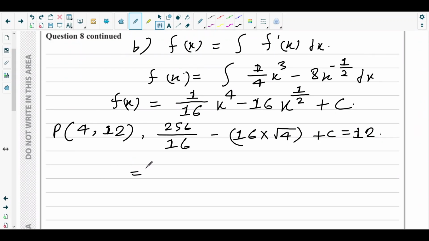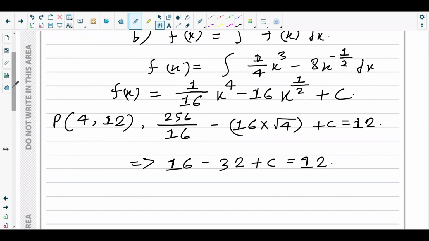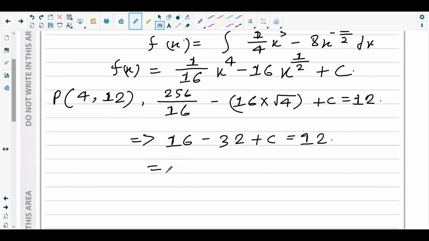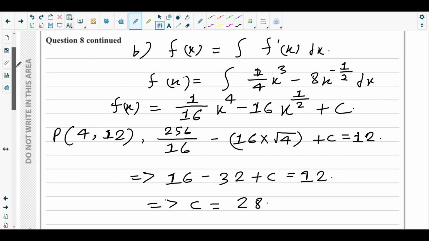Okay, so 256 over 16 is 16, minus 16 times 2 is 32, plus c equals 12. Now take all that and make c the subject, because we need the value of c. If you take negative 16 to the right, you get 12 plus 16, which is 28. So we got the value for c.